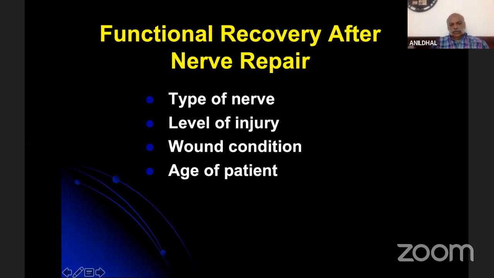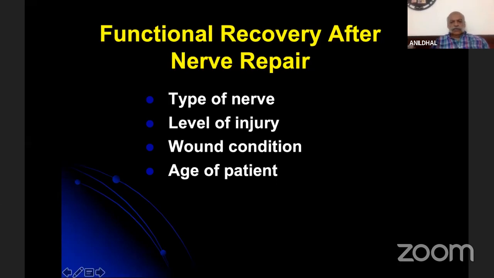Initial wound condition. If the wound condition on day one was a clean incised wound, primary repair was possible, the chances of recovery or the quality of recovery is likely to be much better. On the other hand, if the wound was contaminated, there was a lot of devitalized tissue, one had to debride and just do skin suturing, and the wound was fit enough for nerve exploration only a month later, then obviously the result is going to be suboptimal.